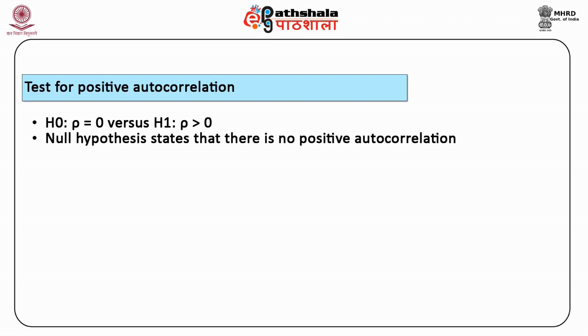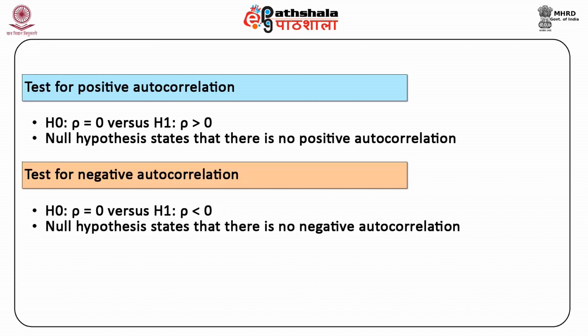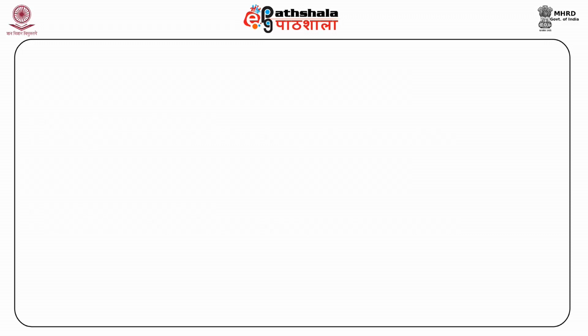The second is again the same, which is a test for negative autocorrelation, and H0 is rho is equal to 0 versus H1 is rho is less than 0. In this case, the null hypothesis states that there is no negative autocorrelation.